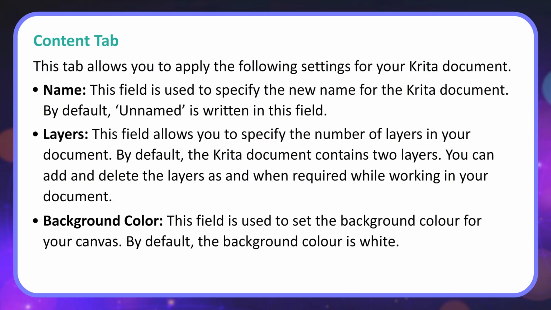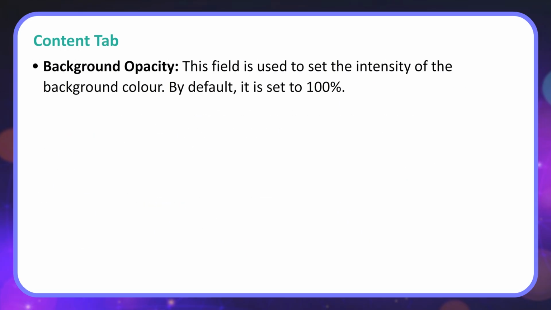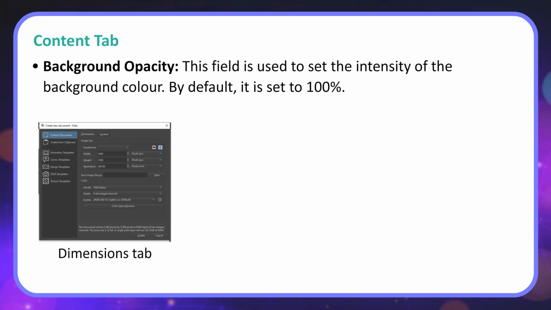Background color. This field is used to set the background color for your canvas. By default, the background color is white. Background opacity. This field is used to set the intensity of the background color. By default, it is set to 100%.